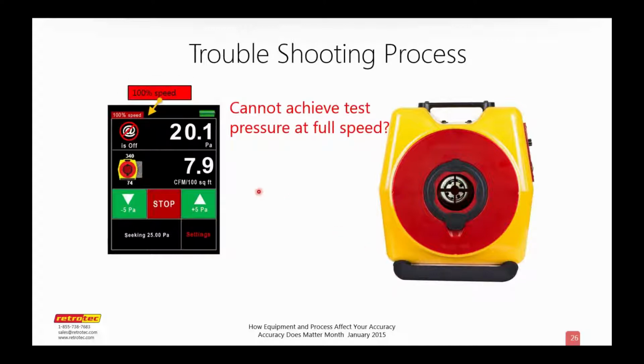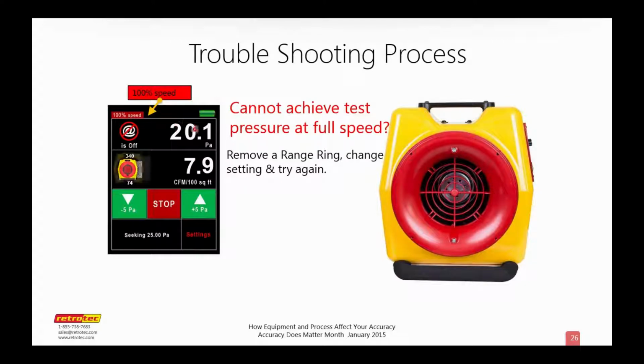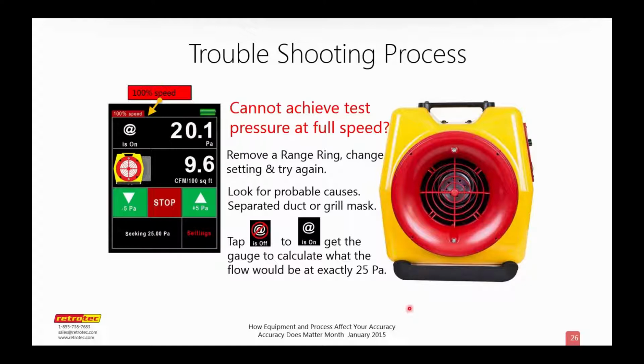So what happens if we just cannot reach the pressure? We're getting a flow, so we're not having a problem with the flow, but we can't reach pressure. Well, there's a couple things that we can do. We can actually remove a ring or a plug, and then, of course, again, change the setting. Or we can look for possible reasons that we can't get the pressure. Here in a house, it might be that there's an open door to the outside or an open window. With ductwork, the duct or grill mask may have blown off. This is especially a common pitfall if you're doing a pressurization test, where you might blow the grill mask off at one of the grills.